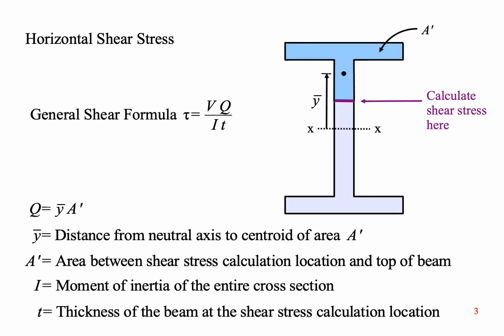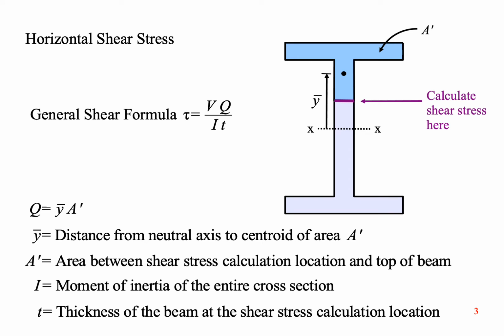We want to know the shear stress at a particular location within a beam's cross-section. In this diagram, the location where we are calculating shear stress is marked as a purple line above the neutral axis of the beam. There's a derivation in the book that you can read.